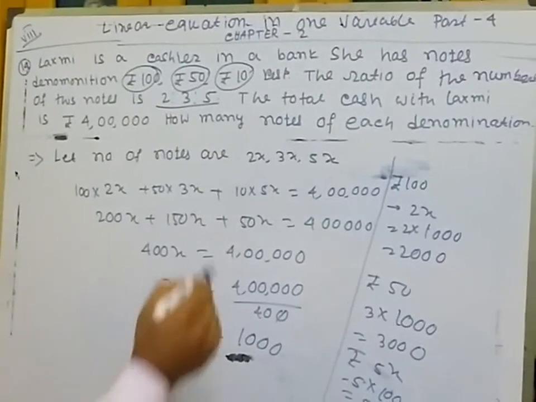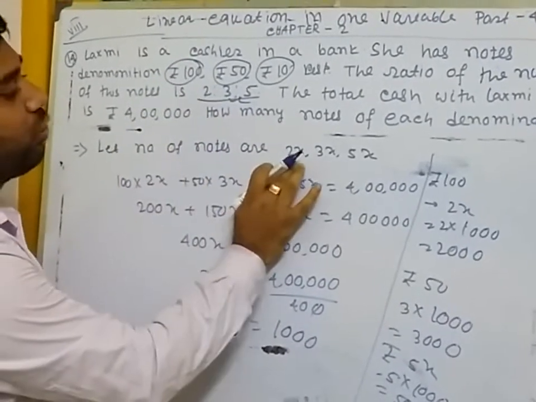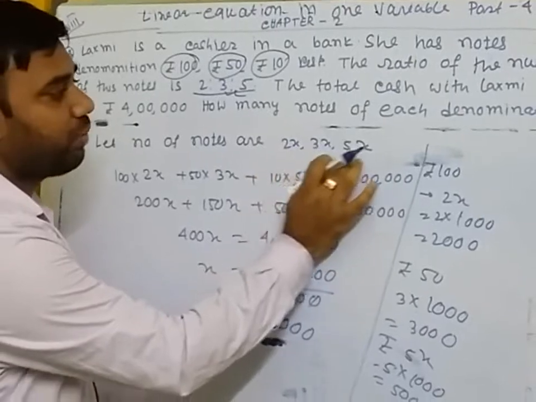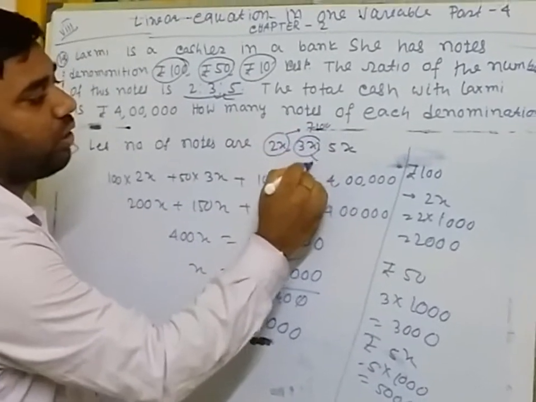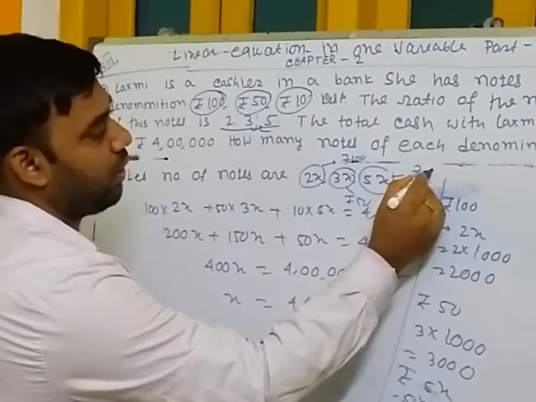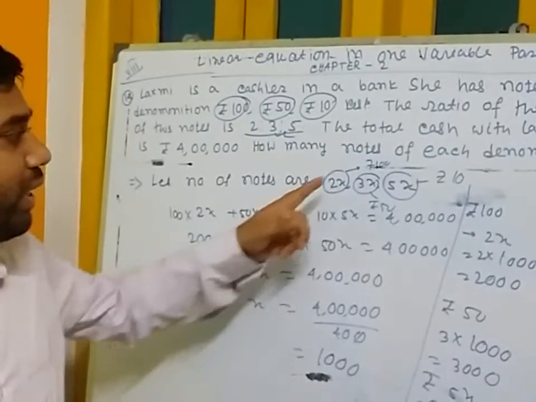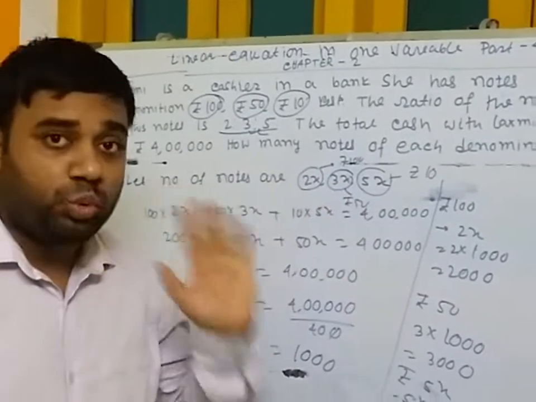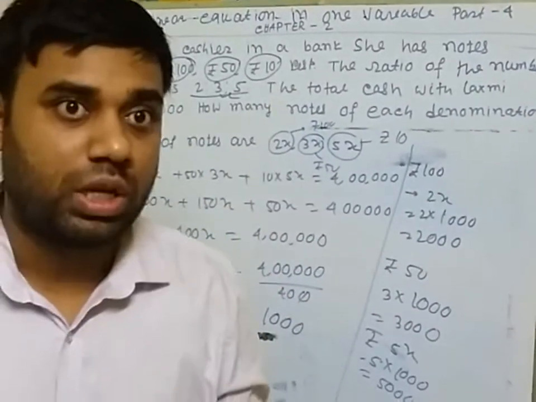As the ratio is given, let the number of notes be 2x, 3x, 5x. 2x means rupees 100 notes, 3x rupees 50 notes and 5x rupees 10 notes. So how many notes of rupees 100? That is 2x, 3x and 5x. These three numbers are the number of notes.